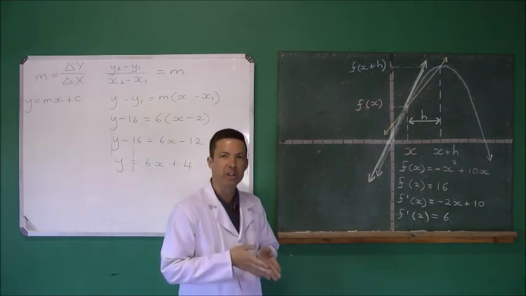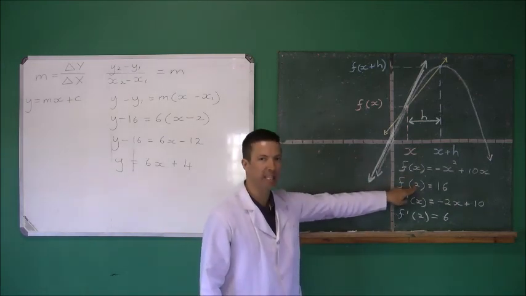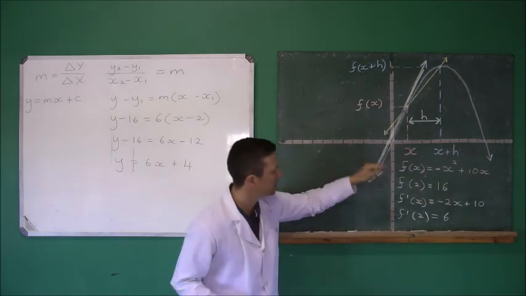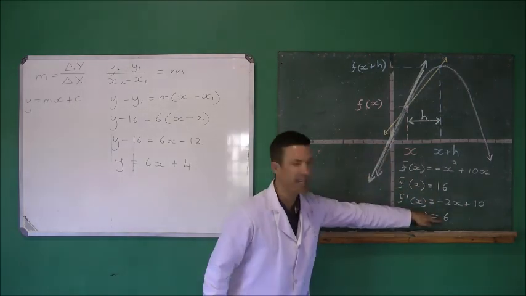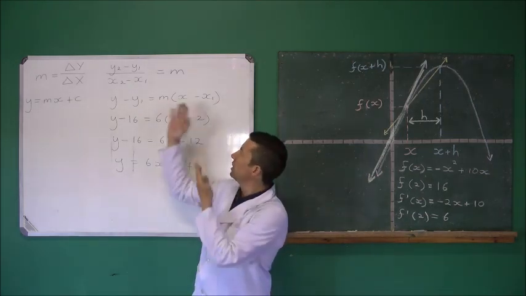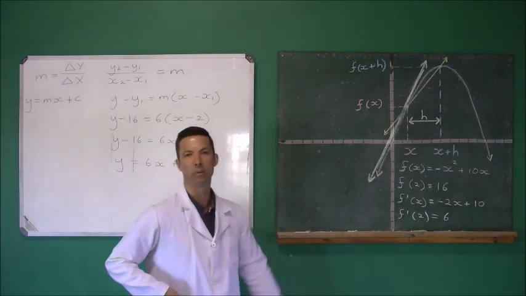You are looking for a tangent at a specific x value. All you do is you sub in that x value to get the y value. You take the same x value and you sub it into the derivative to get the gradient. You take the x value, the y value, and the gradient, you sub it into this formula over here, and you simply solve it so that you get it in the format y equals mx plus c.